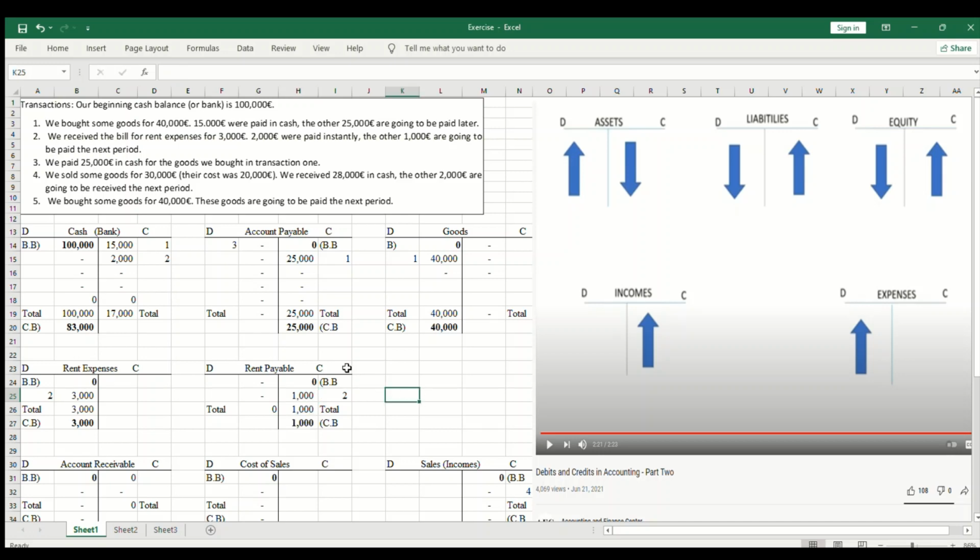Okay. Let's go on with transaction 3. In transaction 3, we paid 25,000 euros in cash for the goods we bought in transaction 1. So transaction 3 is related to transaction 1. In transaction 1, we didn't pay 25,000 euros. The agreement was to pay them later. So now we are paying it. Now we have to reduce liability. In this case, to reduce account payable for 25,000 euros.